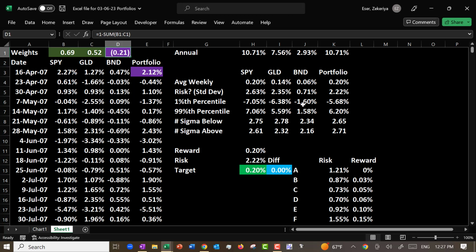Gonna stop here. On Wednesday, we're gonna look at the variations of these with limitations on shorting and margin trading.